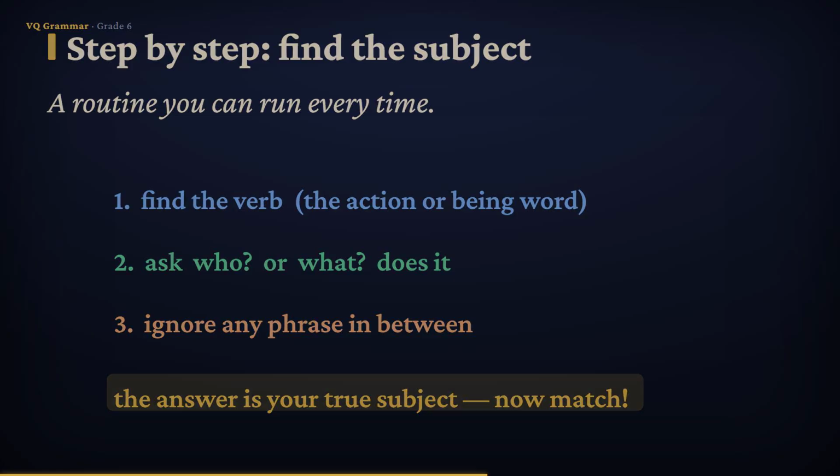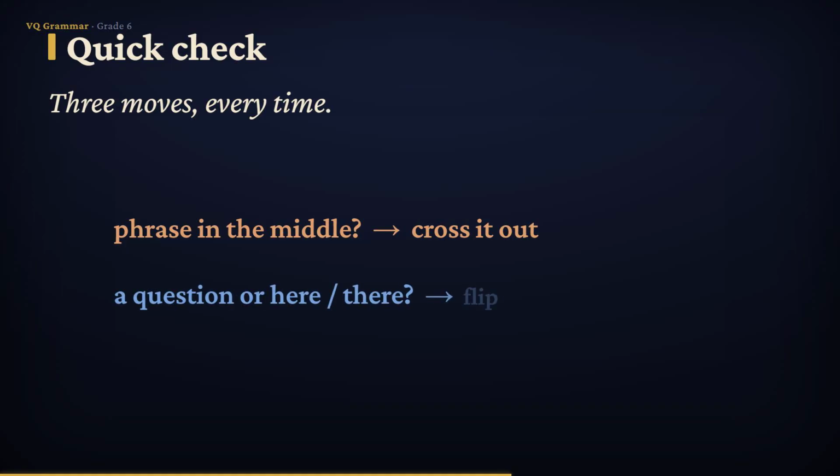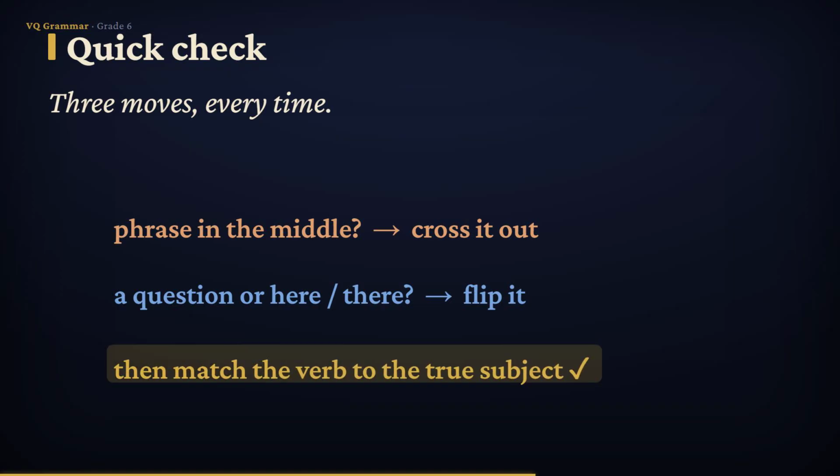That's the whole method. So here's your quick check before you commit to a verb. Ask yourself, is there a phrase in the middle? If so, cross it out. Is it a question, or does it start with here or there? If so, flip it into a plain statement. Once the sentence is cleaned up like that, the true subject is easy to spot, and you just match the verb to it. Do those moves, and the sneaky subjects can't fool you anymore.